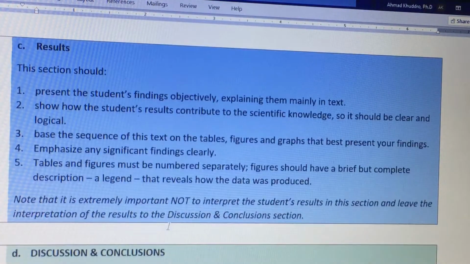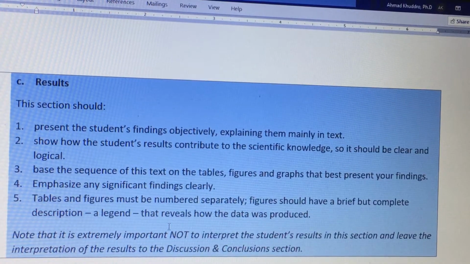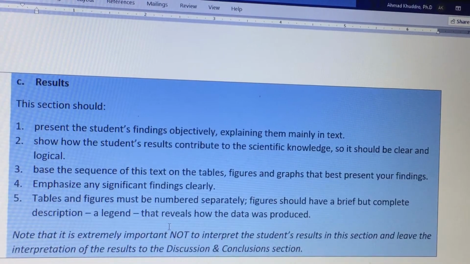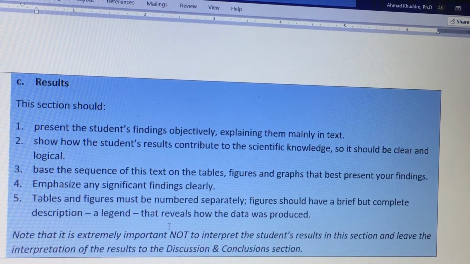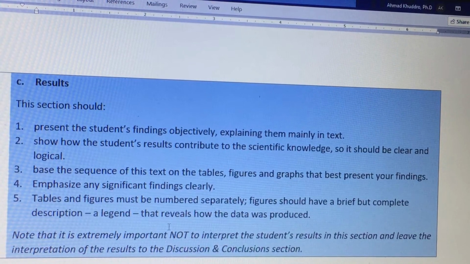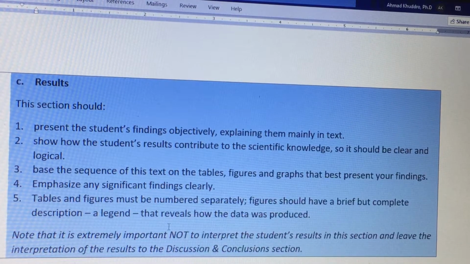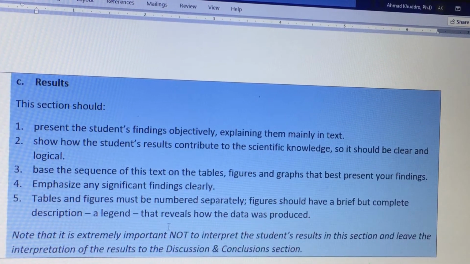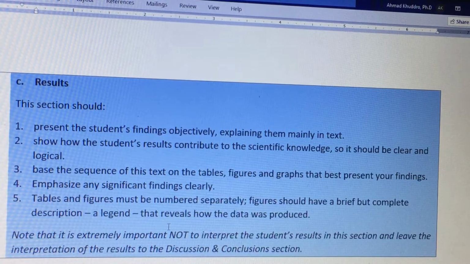And under the results, of course, you should present your findings objectively, explaining them mainly in the text. Objectively meaning you are observing what others have actually given you as information, as data, and you are putting forward objectively what they have done and what you have as a result of that. Of course, you present the findings as a scholar, as a researcher, objectively, explaining them mainly in text, so you write them in the form of text.